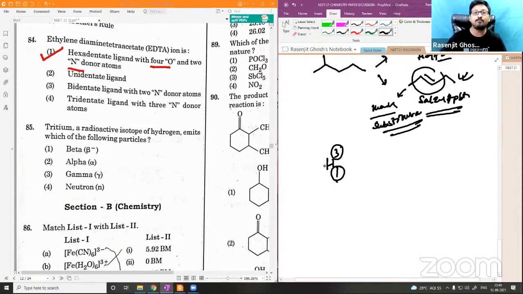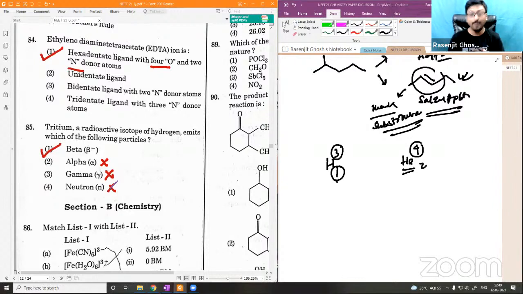Now definitely your mass number is 3, so it will not emit alpha, because what is alpha? Alpha is basically a helium nucleus, which has 4 and 2. So 4 is not there, so it is not going to emit alpha. Why not gamma? Because the nucleus of tritium is not as heavy as uranium or plutonium or radium, so that it would emit gamma. So gamma is not it. And neutron, I don't think anyone emits a neutron. So the correct answer will be option number 1, beta particle.